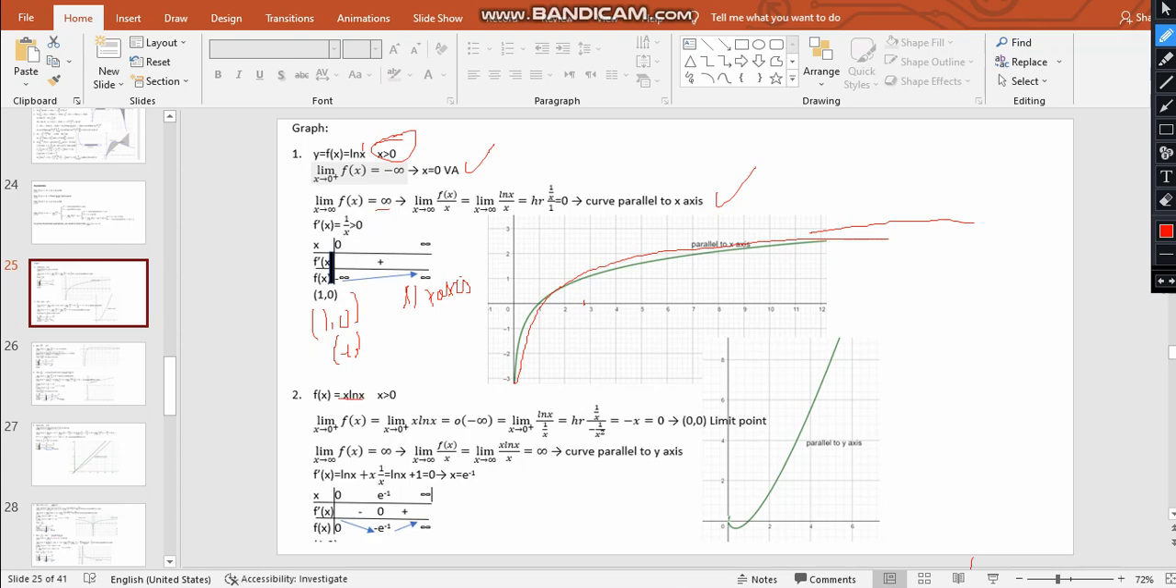Here x ln x, we know that x is bigger than 0. The limit as x tends to 0 gives 0 times minus infinity. We need to use L'Hopital's rule: I keep ln x up and 1 over x down. We do L'Hopital's rule and you have 0. So I have the limit point (0, 0). We start from this point, but it is not included. The limit as x tends to infinity is infinity. We do the limit as x tends to infinity, second step, f(x) over x. So it's ln x, it's infinity. So the curve is parallel to the y-axis. Why? Because I have infinity and then another infinity.